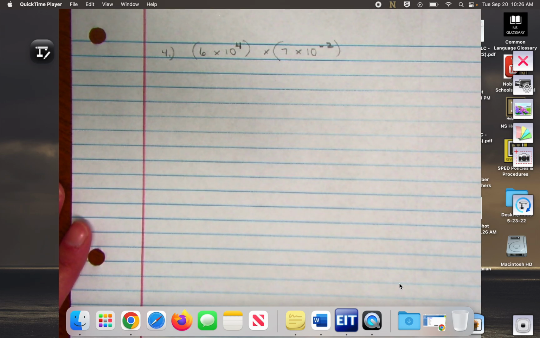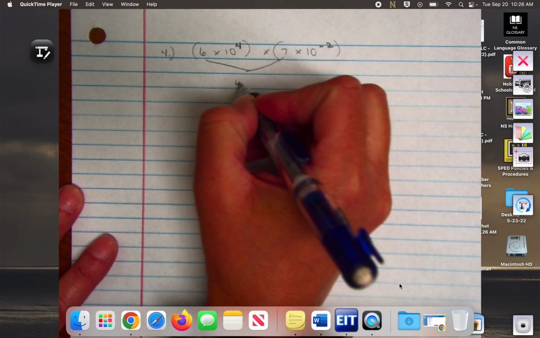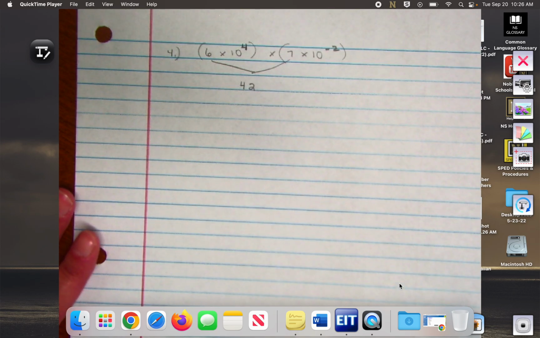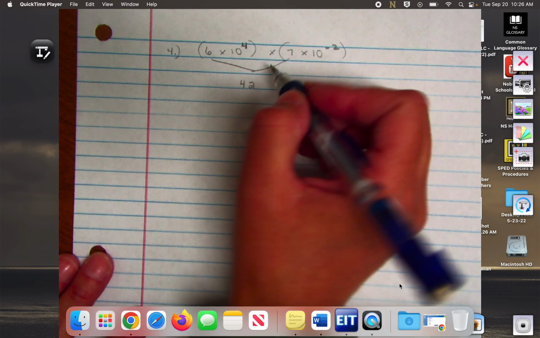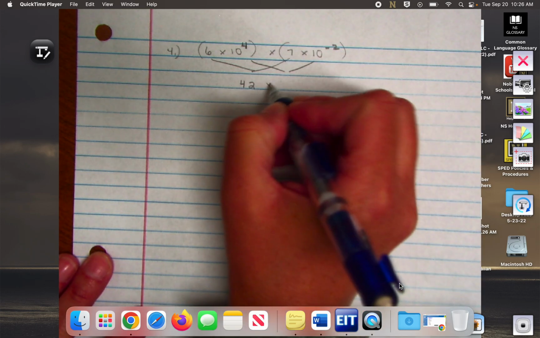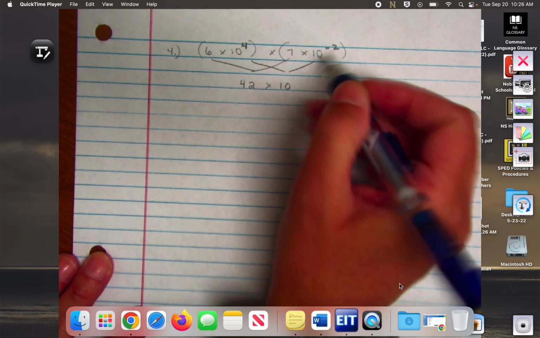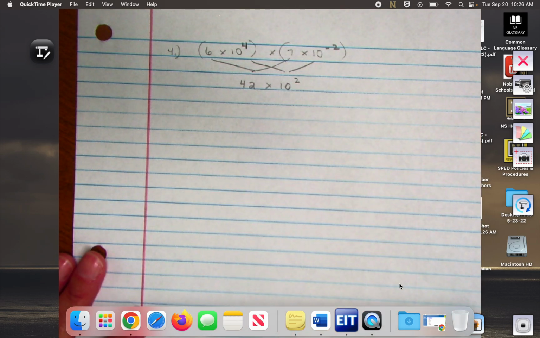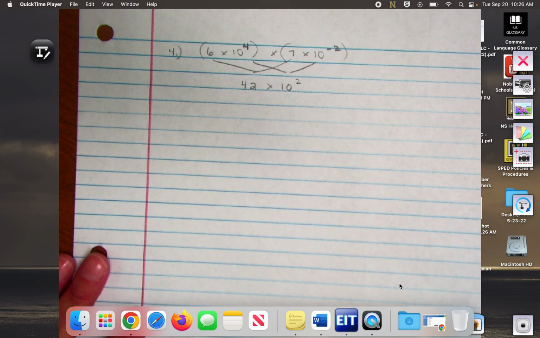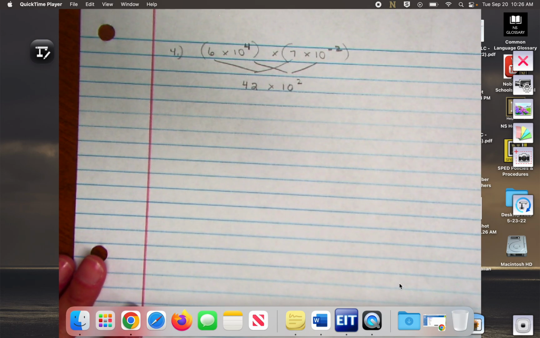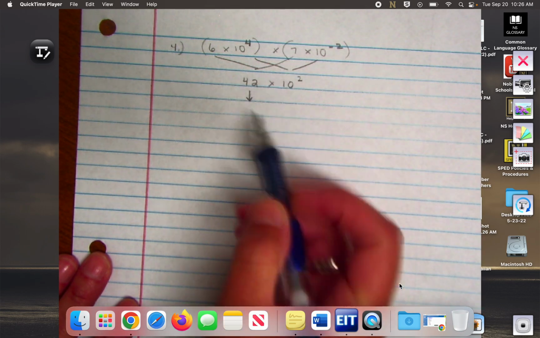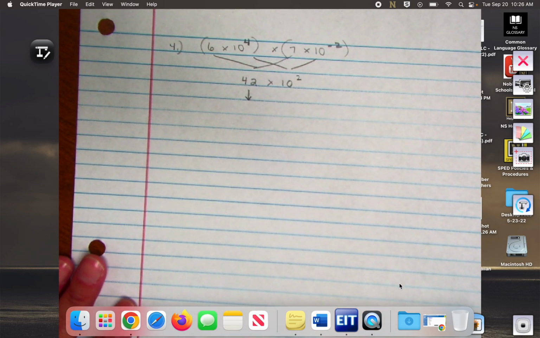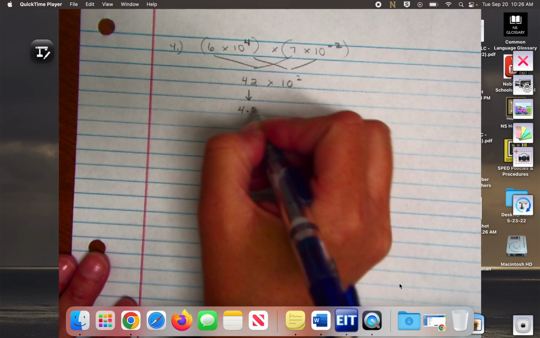Okay. So if you remember on Friday, we would multiply the 6 times the 7 and we would get 42. And then 10 to the 4th times 10 to the negative 2. We add those. 4 plus negative 2 gives me 2. But I can't leave it like that, right? So I have to fix it. So where will my decimal go for this number 42? After the 4. Yep, so I'm going to have 4.2.